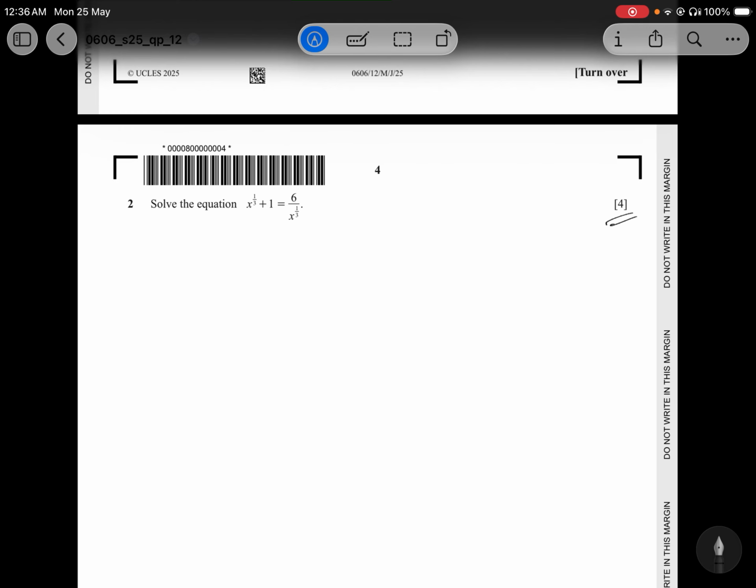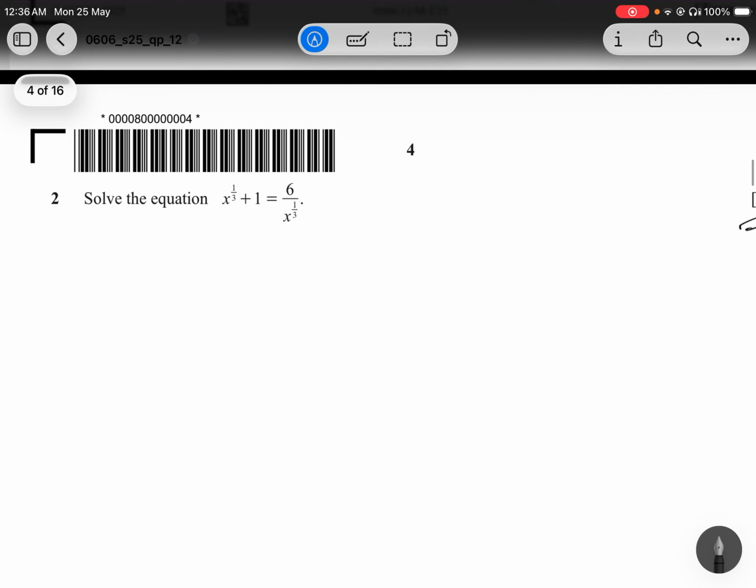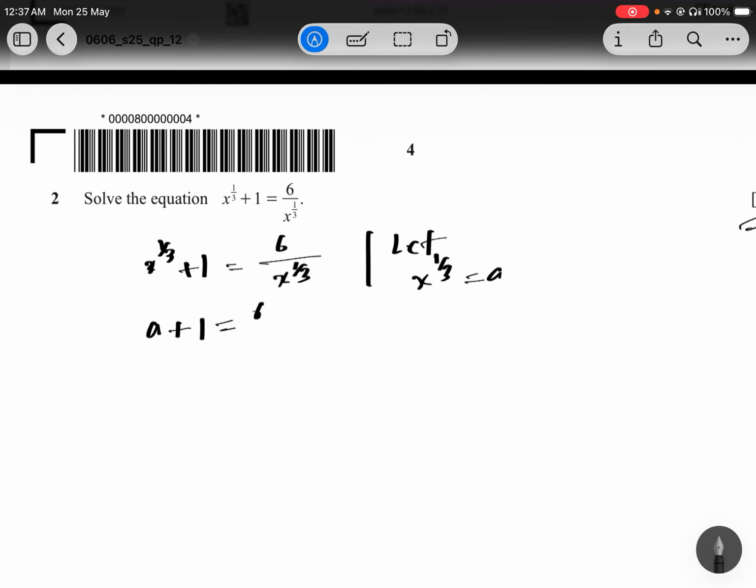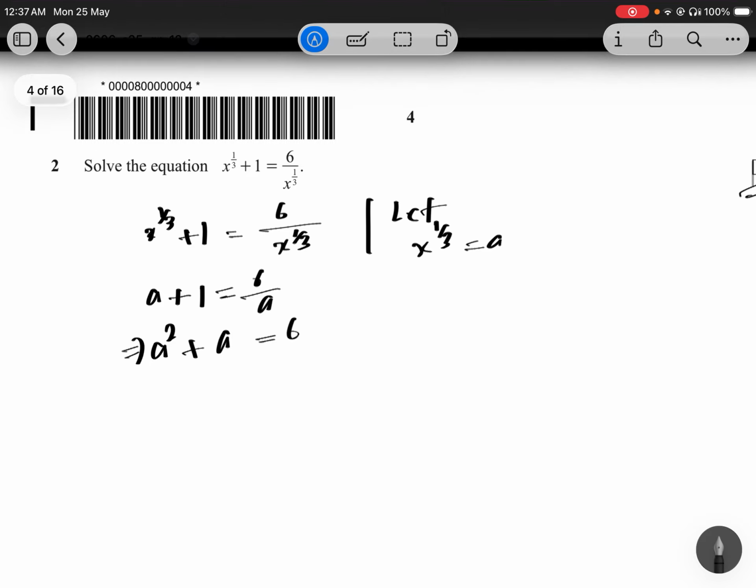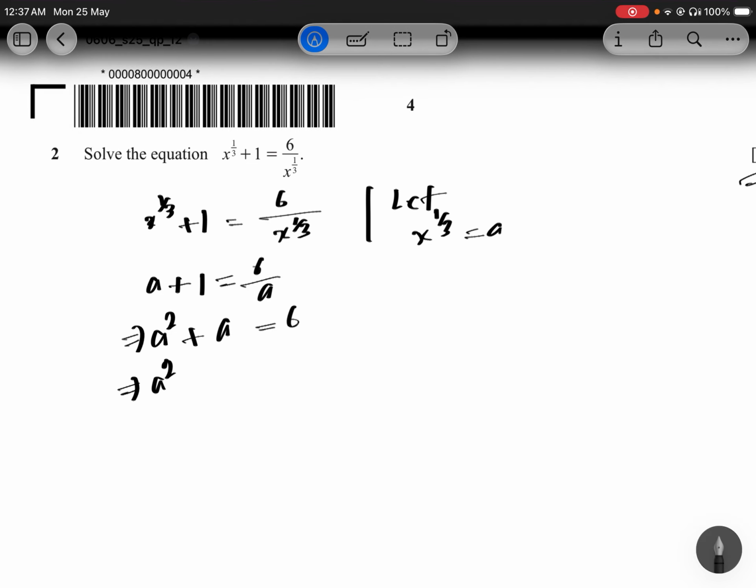This is the 4 marks question. Solve this equation. I am given x to the power 1 by 3 plus 6 over x to the power 1 by 3 equals 1. I am treating x to the power 1 by 3 as a. So this is a plus 6 over a equals 1. So here it is a squared plus 6 equals a. So a squared minus a minus 6 is equal to 0.